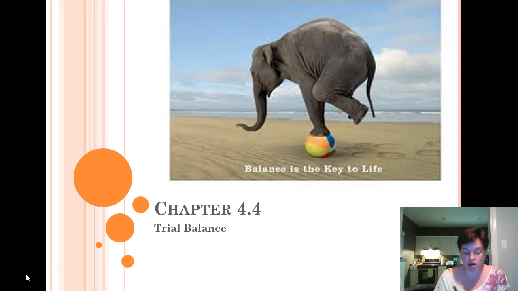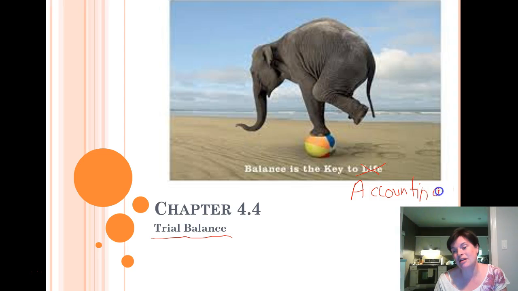So we're on now to section 4.4 in your textbook, which is on trial balance. And so I love this image. I'm sure it's photoshopped, but this image of this elephant balancing on a beach ball, and that balance is the key to life. Well, it may not be the key to life. Well, it might be the key to life, but for sure it is the key to accounting. So balance is the key to accounting. Without things being balanced, we cannot do proper accounting.